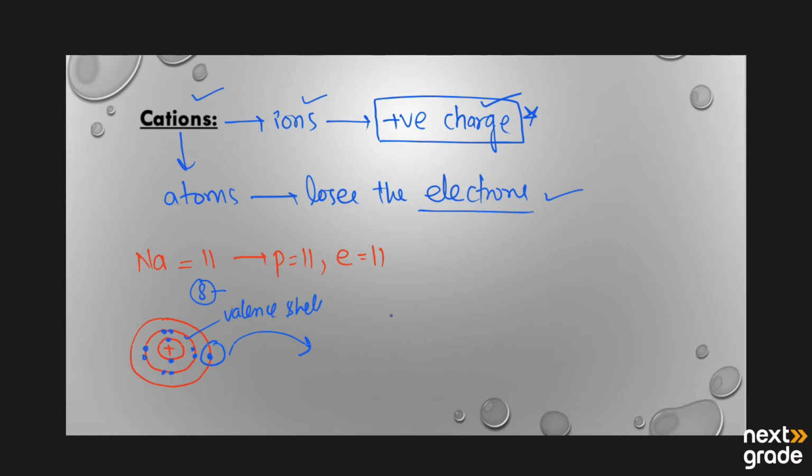By losing the electron, sodium becomes a positively charged ion like this. Now it has 2 electrons in the first shell and 8 electrons in the second shell, and it has become a cation by acquiring a +1 charge. This is the simple formation of a cation, by the loss of electrons.